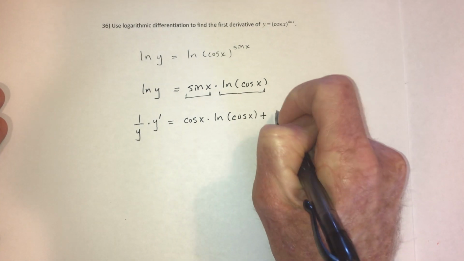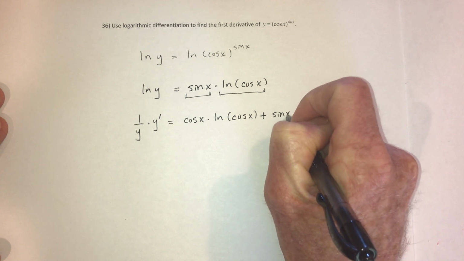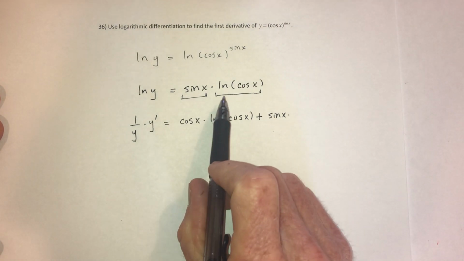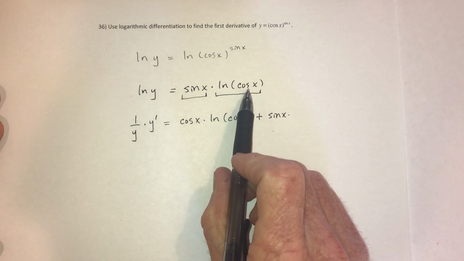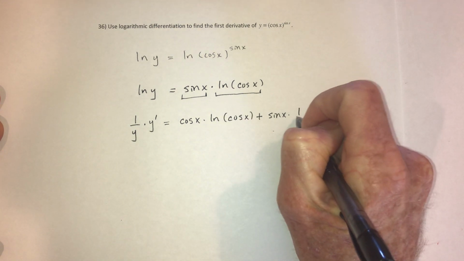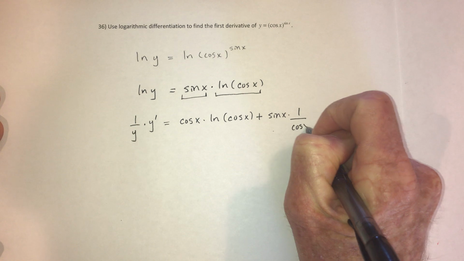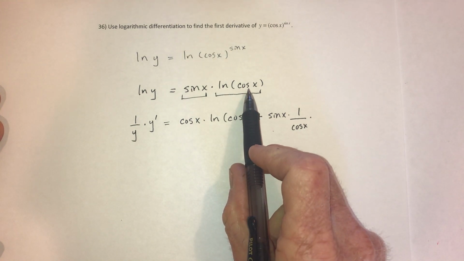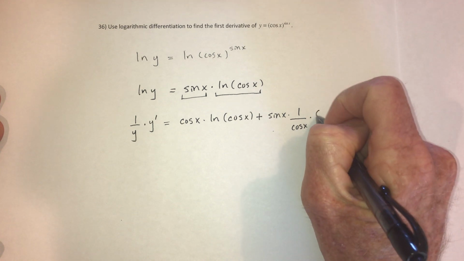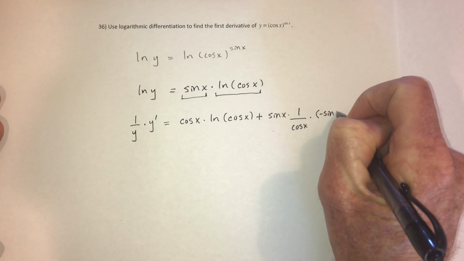Plus, leave sine alone, and now take the derivative of this natural log, which will be 1 divided by whatever you find in the parentheses. And then we need to do the chain rule. Derivative of cosine is negative sine.